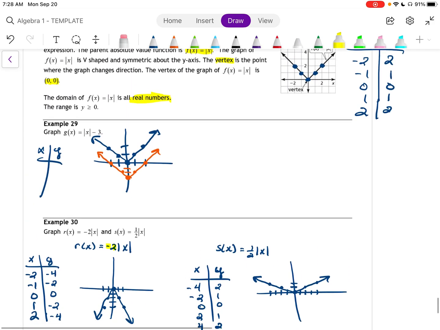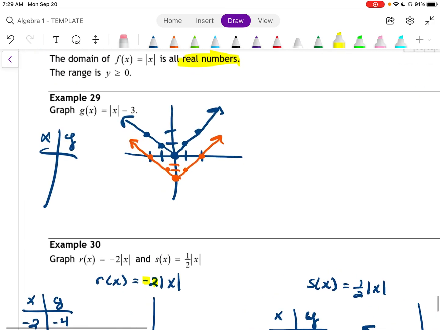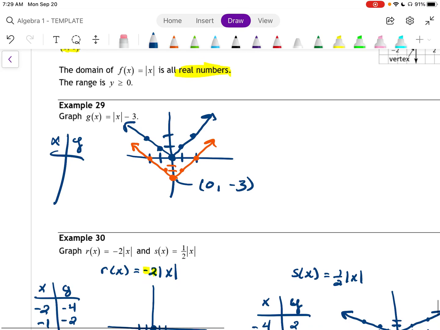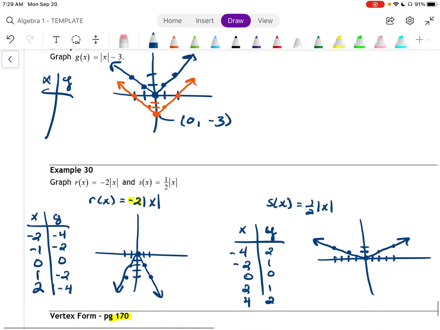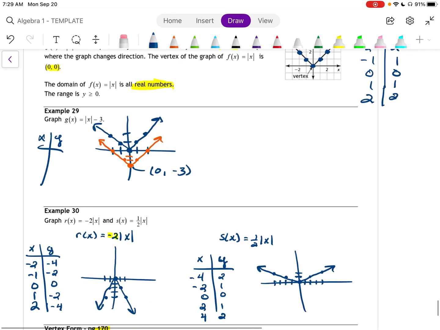I want to talk really quick about the vertex of number 29. We changed the vertex here. It's this point. That would be at what? (0, -3). That would be the vertex of that. All the other ones, we didn't shift them up, right, left, or down, so the vertex stayed at the point (0, 0).